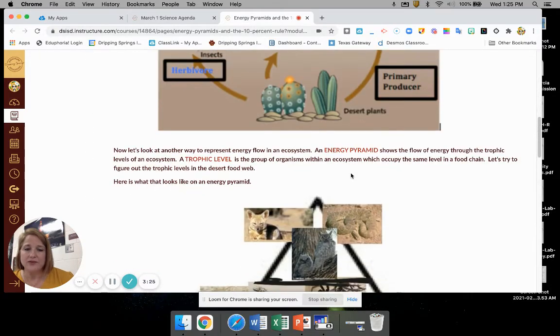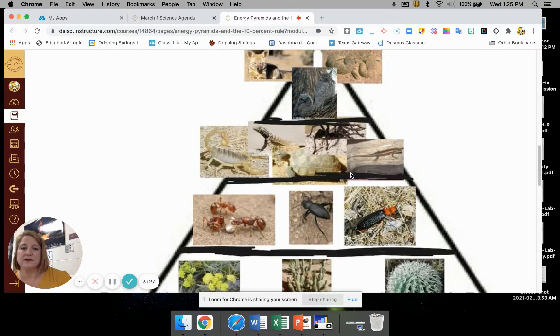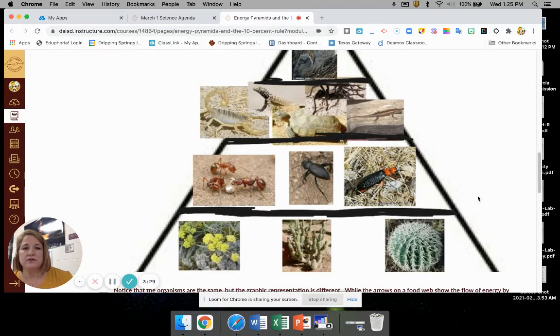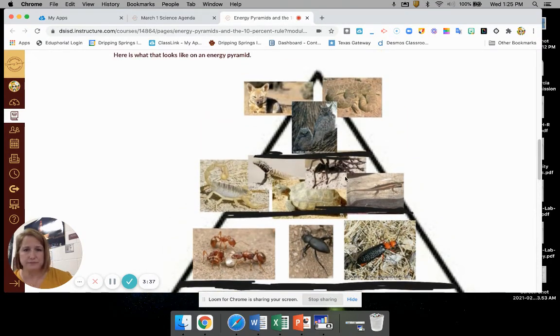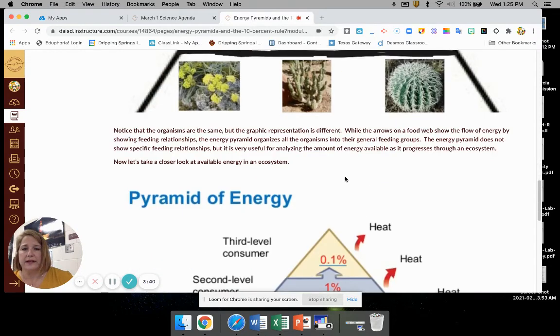Then I showed you those same organisms on an energy pyramid. So you can see that here are the producers, here are the primary or first level consumers, the herbivores, then the secondary, then the tertiary. And so notice that the organisms are the same, but the graphic representation is different. The arrows show the flow of energy. The pyramid organizes all the organisms into their general feeding groups and analyzes the amount of energy that's available.